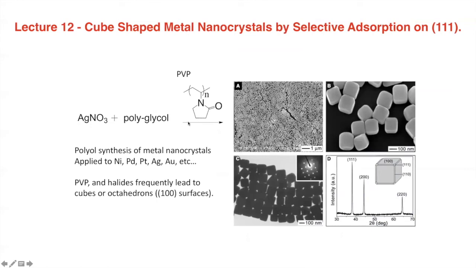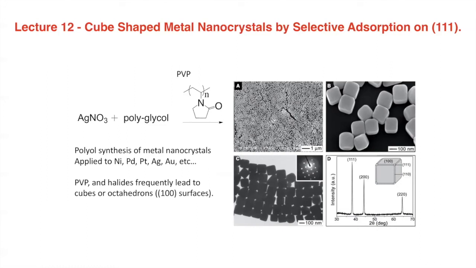Now, people often add other stuff to the mix, surfactants for example, to stabilize the product dispersions. One that's very popular for metals is this molecule, PVP, polyvinyl pyrrolidinone. So this is a very polar polymer.